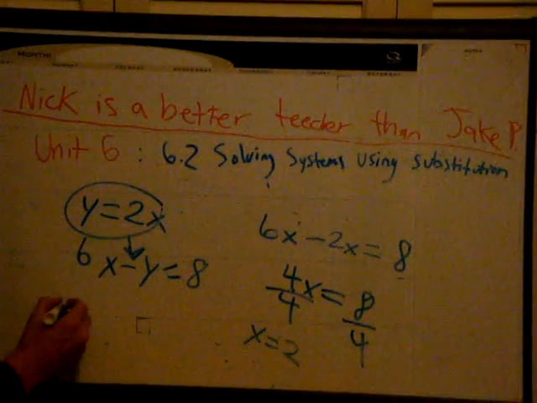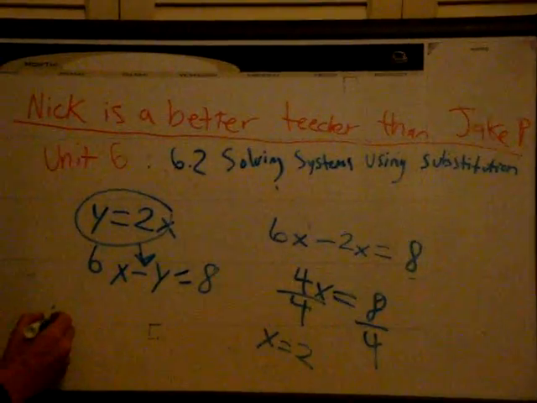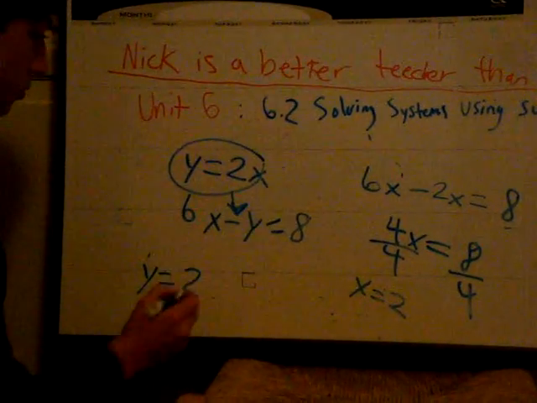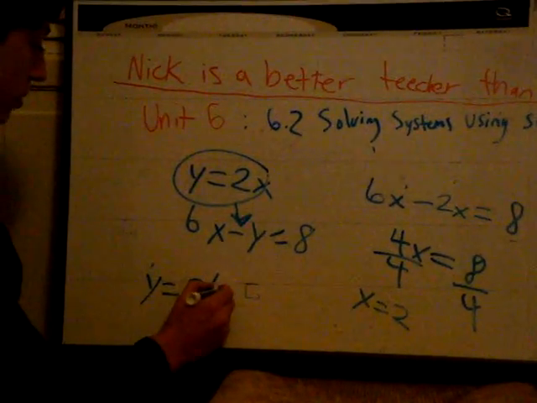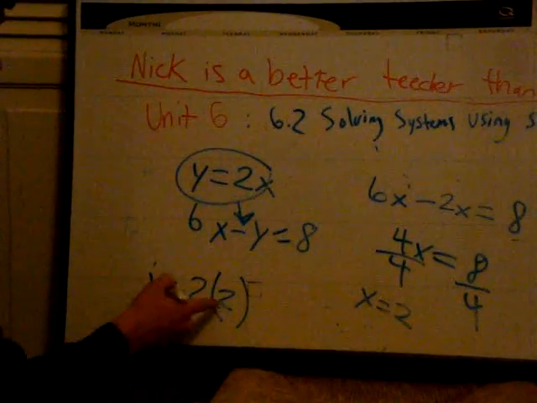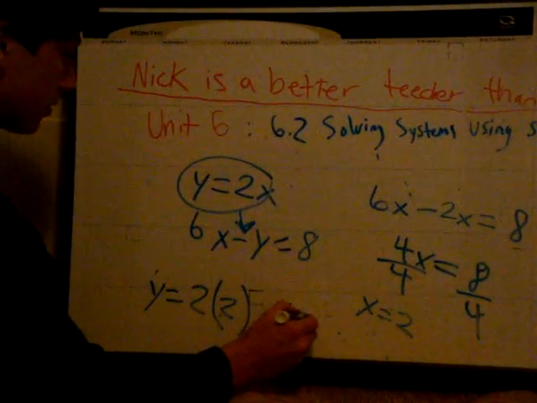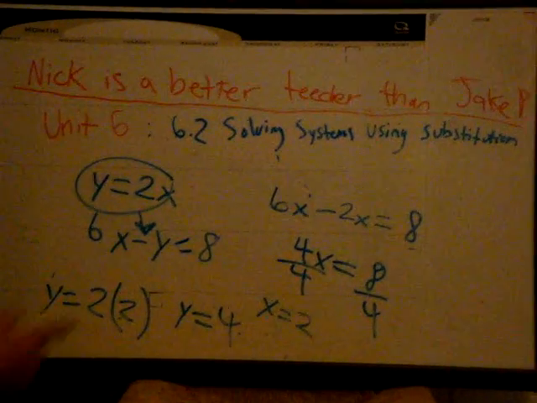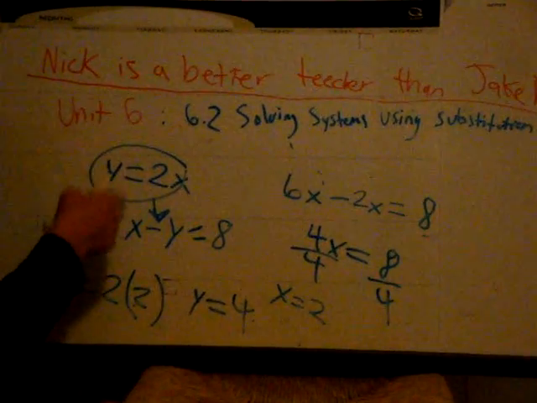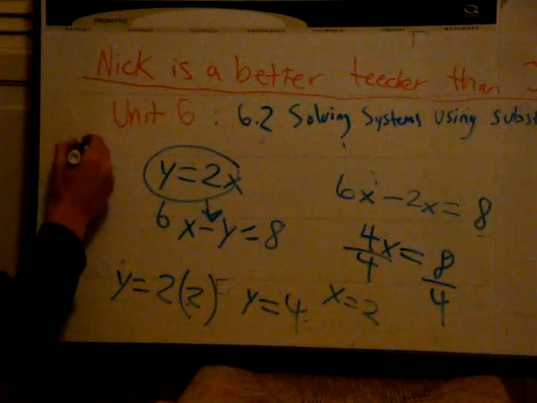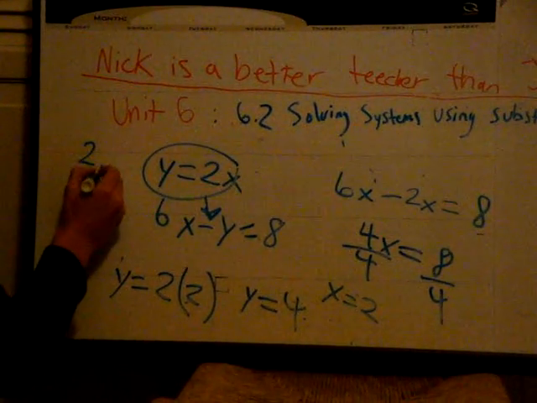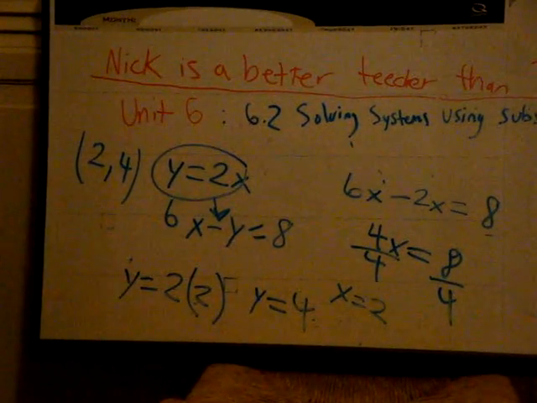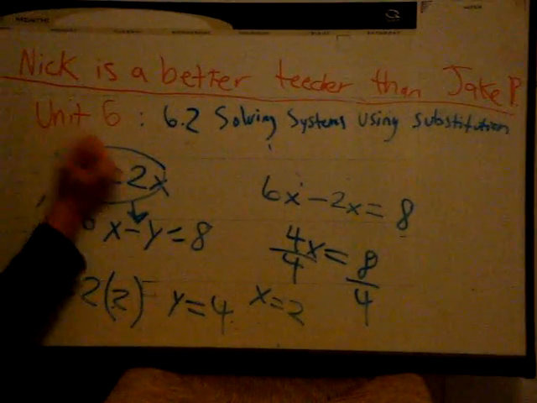So that would mean, let's go down here, y equals 2x, and then we're going to plug in x equals 2, remember? So plug in 2 there, multiply those, so y equals 4. So we have x equals 2 and y equals 4. So our solution to this is (2, 4). That's the answer. Okay, let me give you another example.